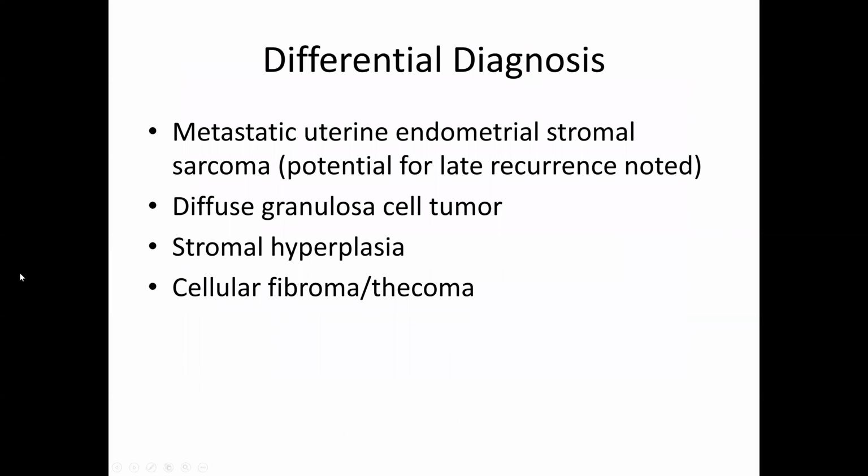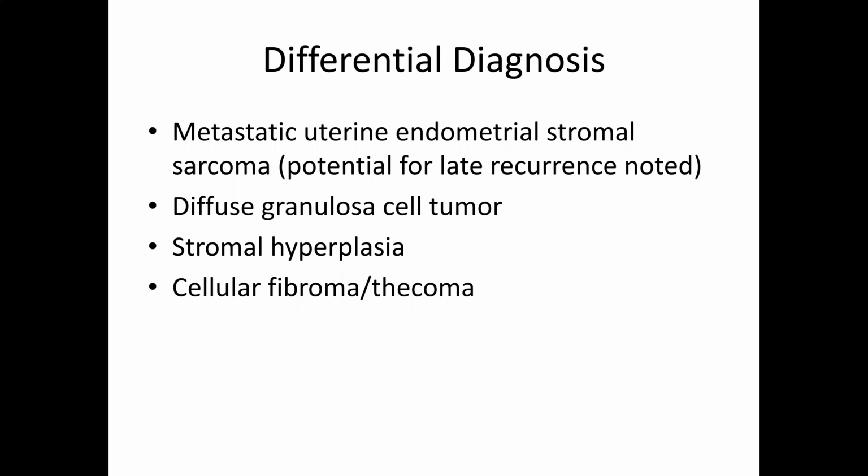Differential diagnosis would be, of course, metastatic tumors. Diffuse granulosa cell tumor could be, especially the more poorly differentiated ones. Stromal hyperplasia or thecosis, not usually a big problem with that because that doesn't usually form a mass, but certainly a cellular fibroma or thecoma could entertain some challenges with that as well.